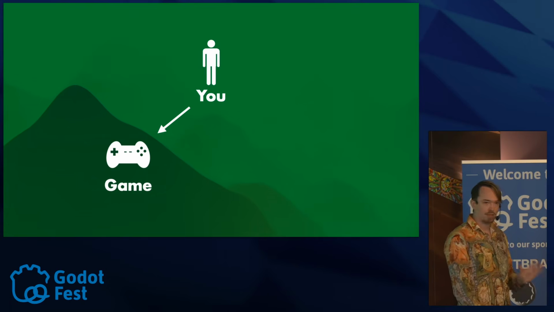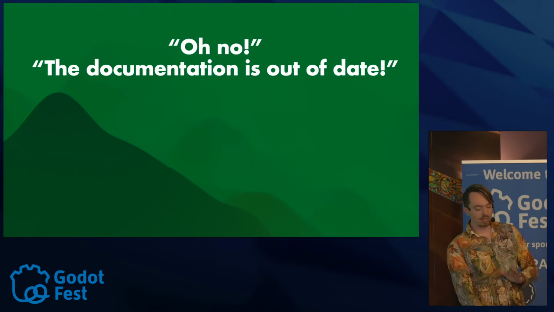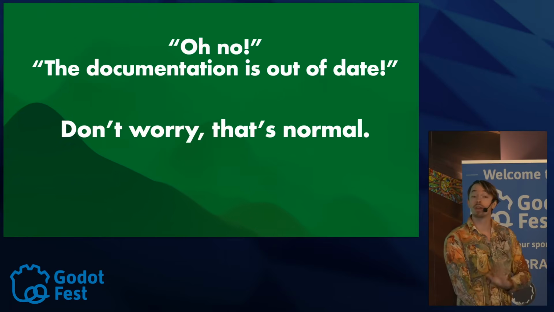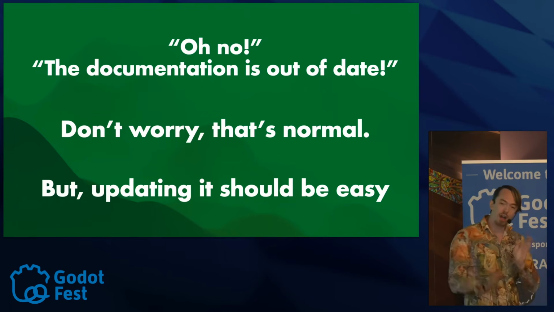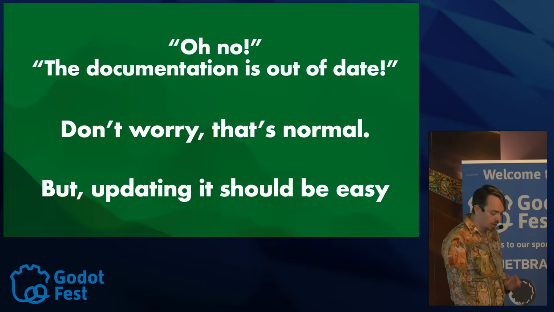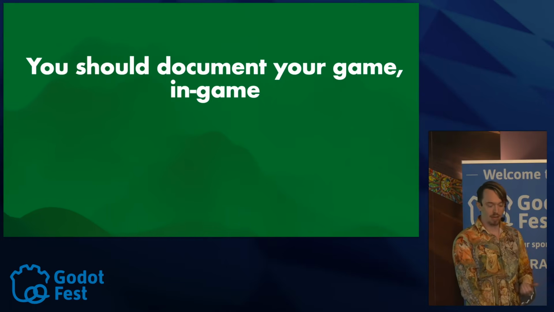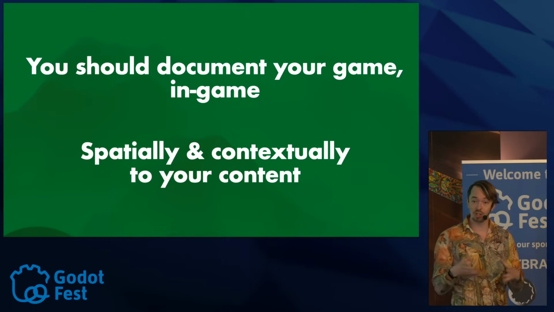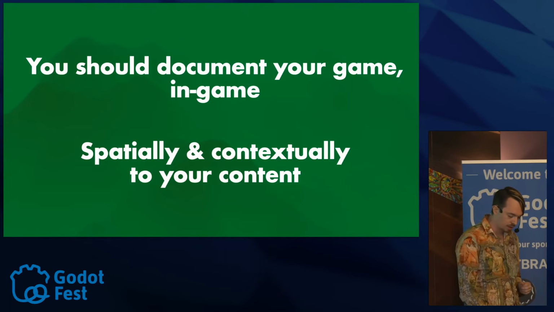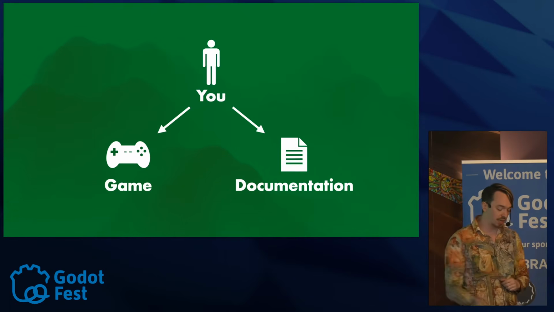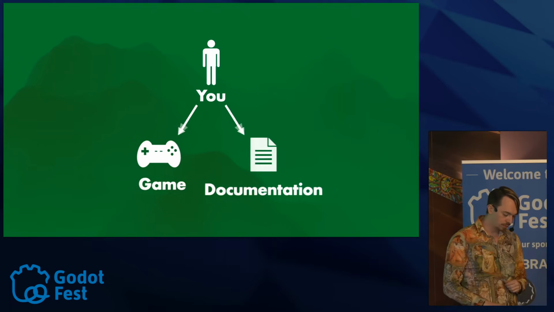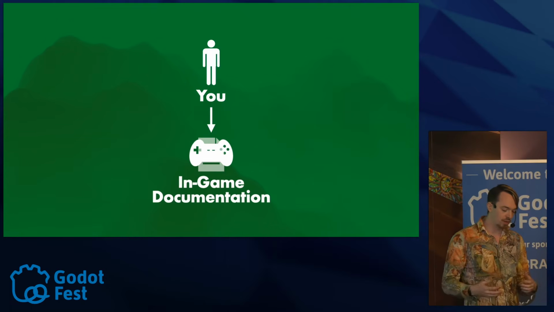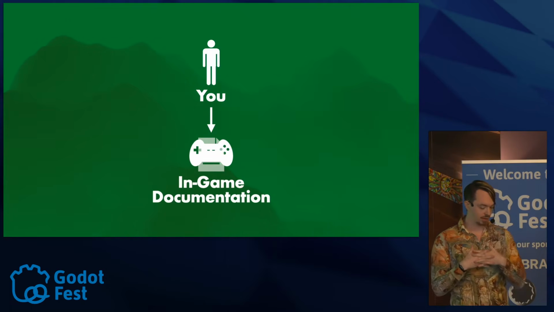Now at this point, some people will say, oh no, the documentation is out of date. And I'm here to say, don't worry, that's normal, but updating it should be easy. You should document your game in-game, spatially and contextually to your content. So instead of updating two things at the same time, combine these things into one thing. That's a core tenet of workflow design, right?